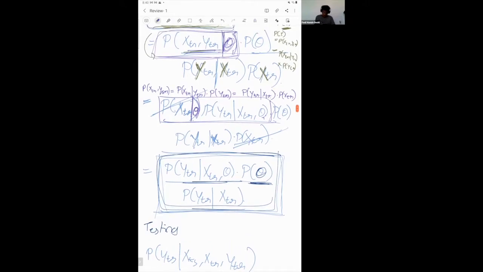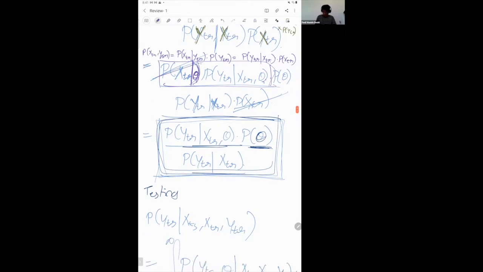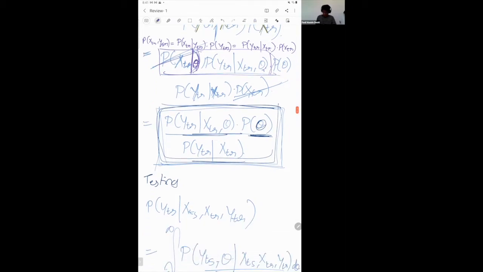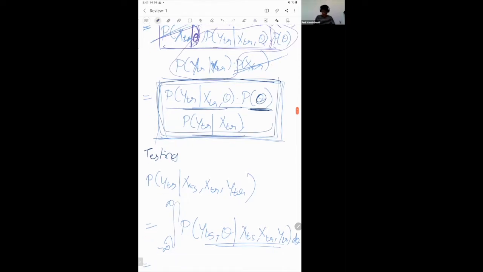Then what I want to do is: probability of X train given theta is the same as probability of X train, because X train is the data that is already provided to you. So this and this got cancelled out, and then what you would be left with is this. And that's where this equation came in.